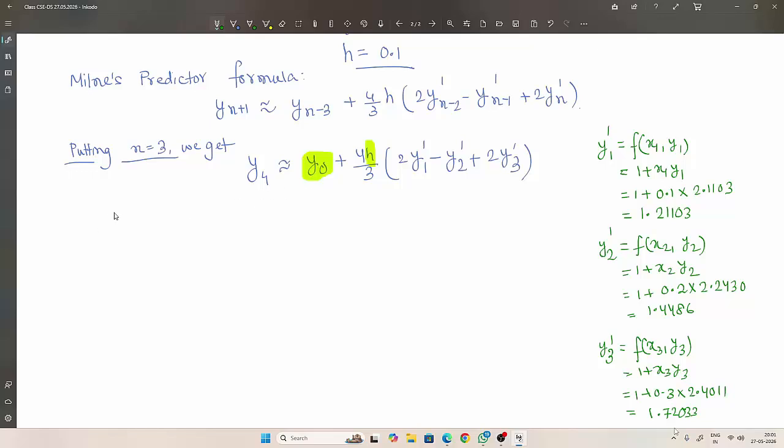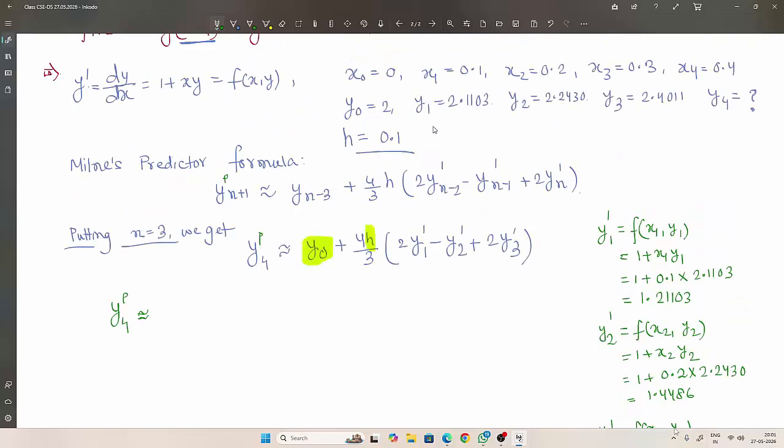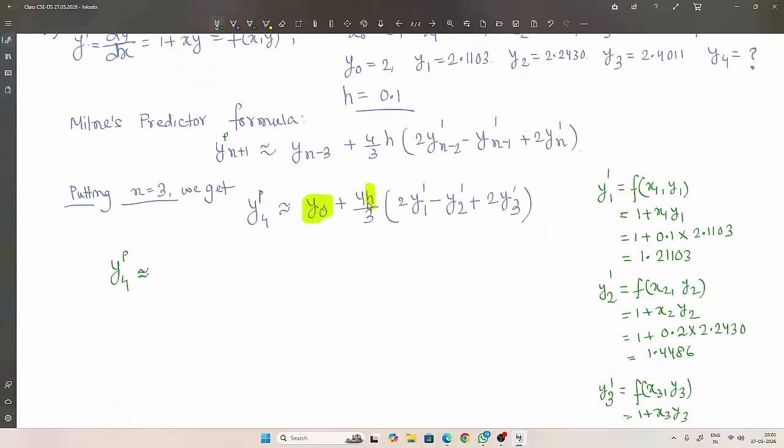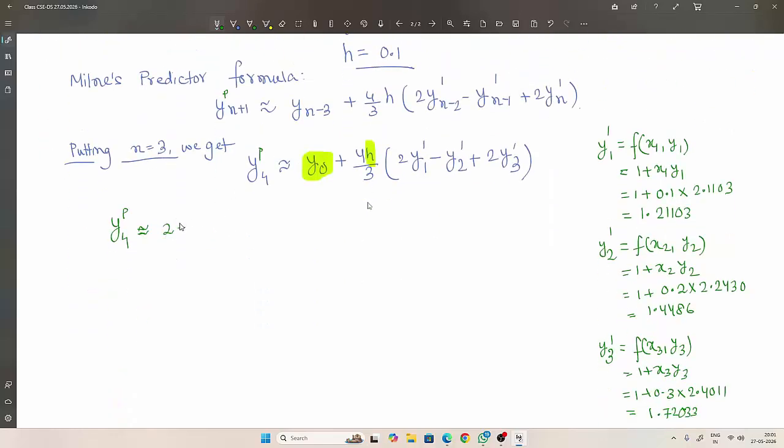Now put all these values here. You will get the y4 predicted value. So I am writing it as P. P means the prediction. So the y4 predicted value is approximately equal to y0. What is y0? y0 is 2. You can see it from here. y0 equal to 2 plus 4 into h, which is 0.1, divided by 3, into 2 into the y1' value 1.21103, then minus y2', which is 1.4486, plus 2 into 1.72033.